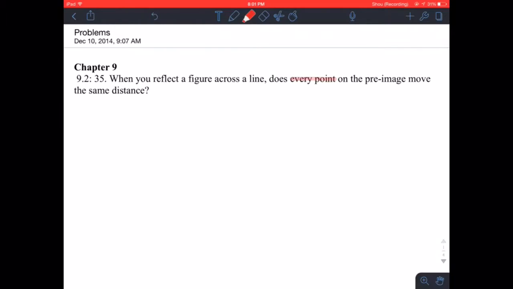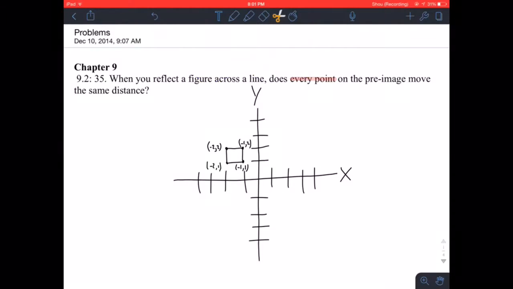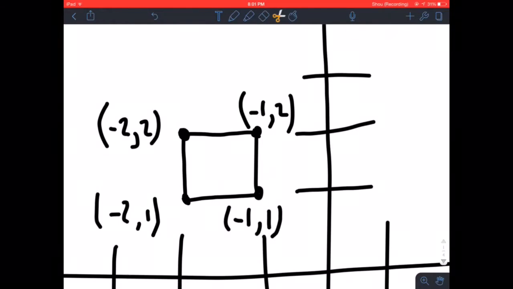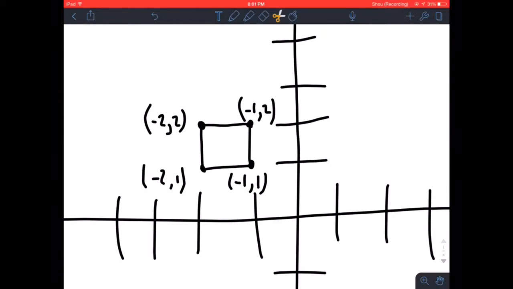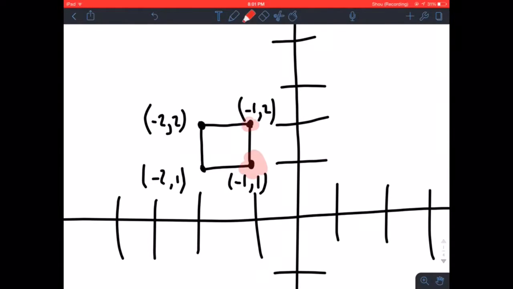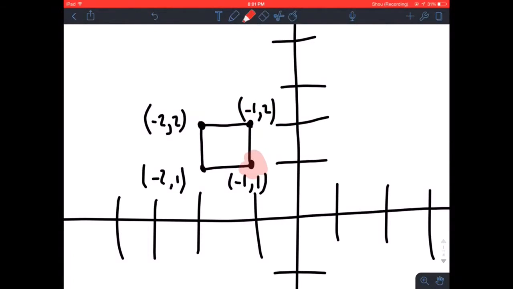So let's say, for example, you have this figure right here, and as you can see, this is a square. What I originally thought when I looked at this word problem was each one of these right here moves the same from this y-axis. So it moves 1 over, 1 over, 2 over, 2 over. But really, that's not the case. What it's talking about is each individual point.